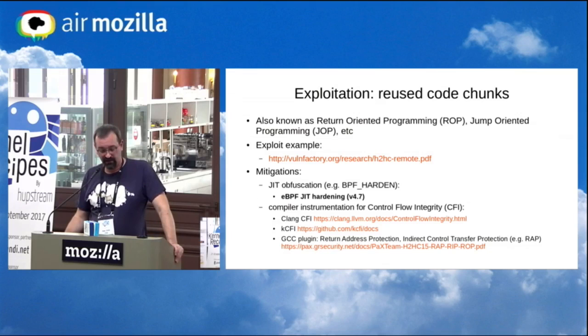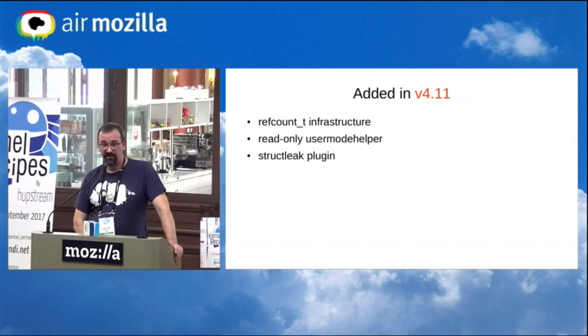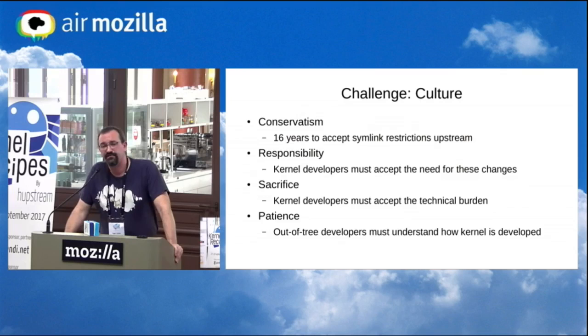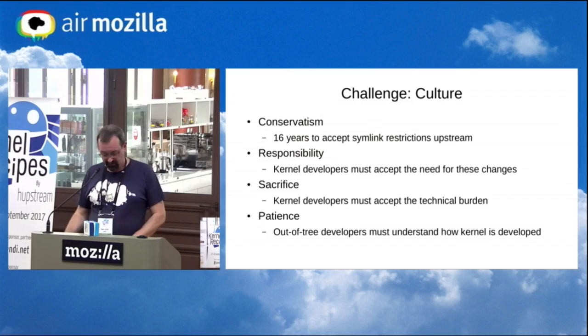I'm going to skip all the things that we did in recent kernels. You can go read about them. Challenges: there's a lot of conservatism in the upstream kernel maintainership. It took 16 years to accept symlink restrictions. I was the idiot who tried the last time and spent 2 years before it got in. But multiple people tried throughout the years. Getting upstream to accept the responsibility of taking these things and trying to fix the ecosystem, accepting the technical burden, and for people who are out of tree, having the patience to understand how the upstream development process works. We have obvious technical challenges.